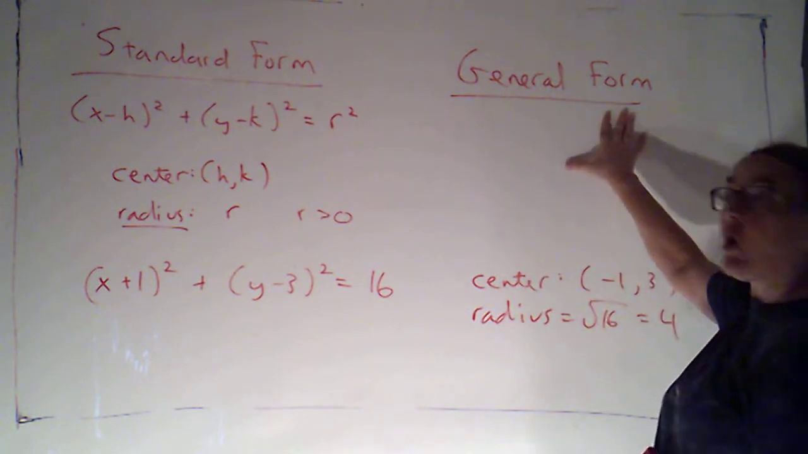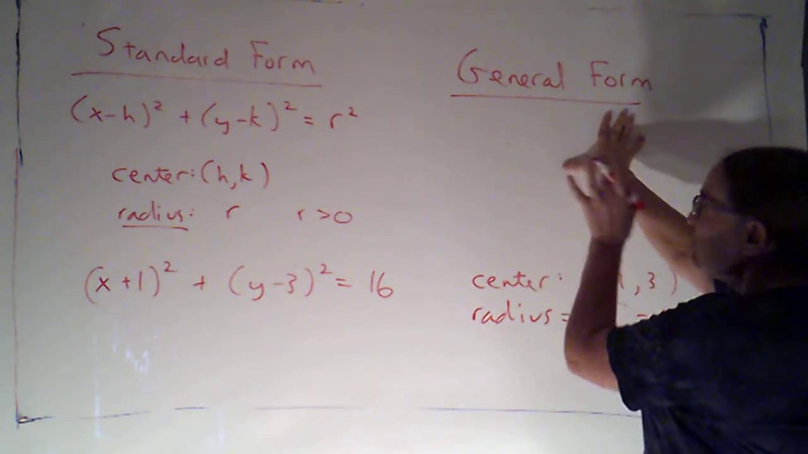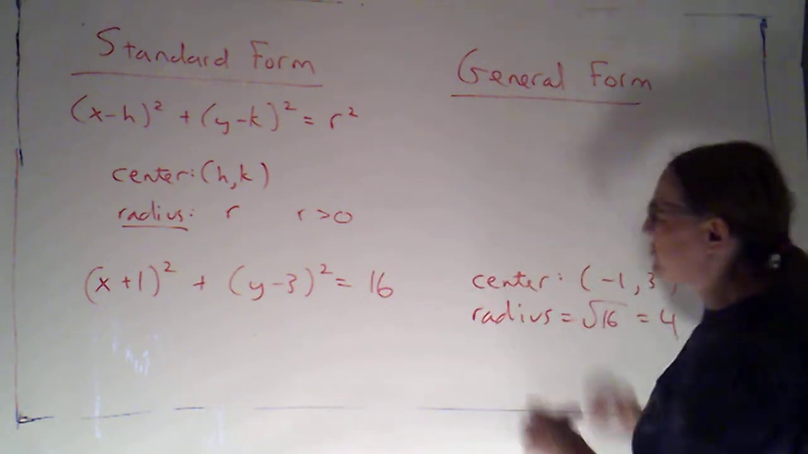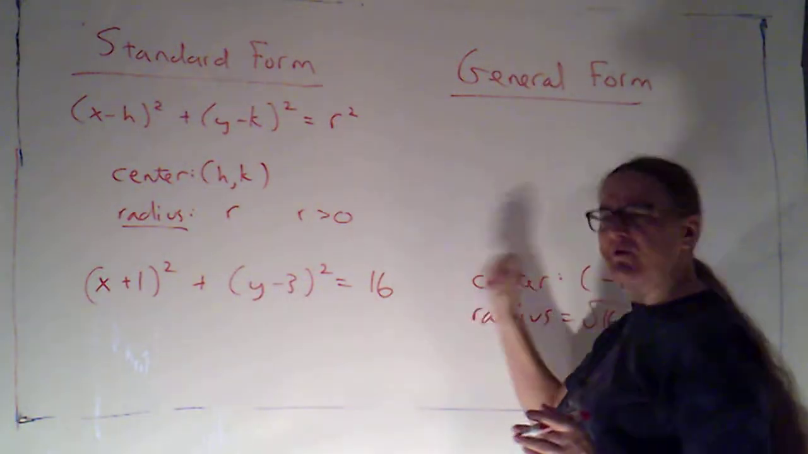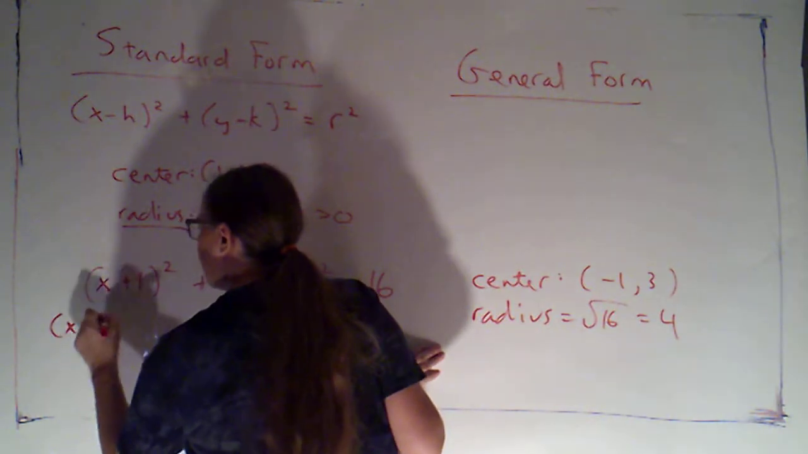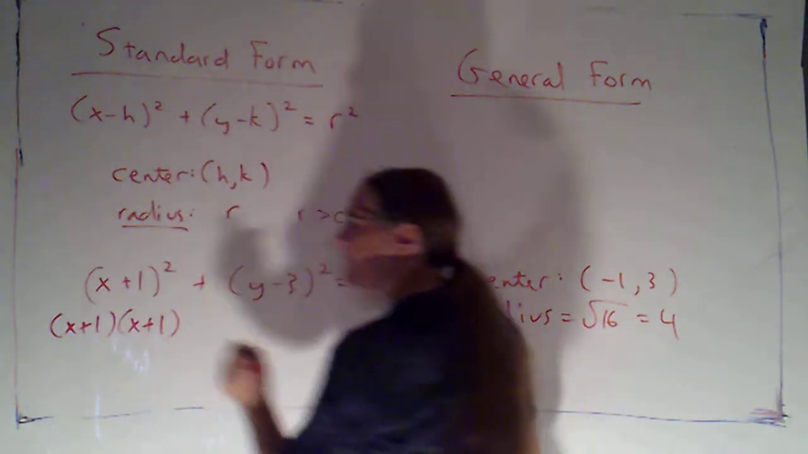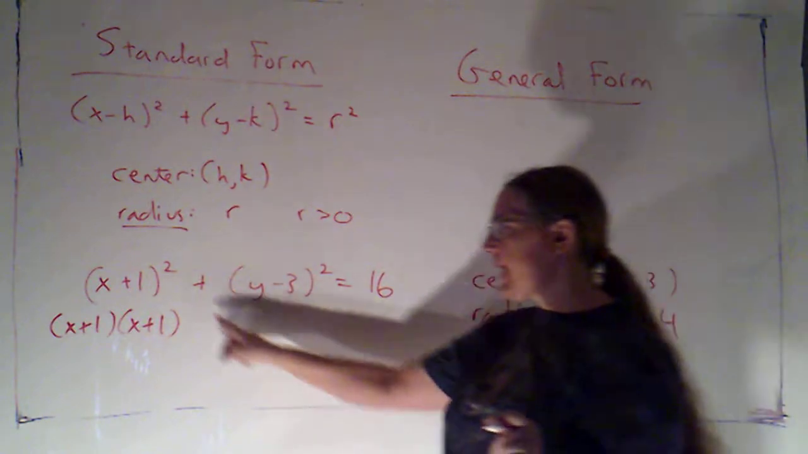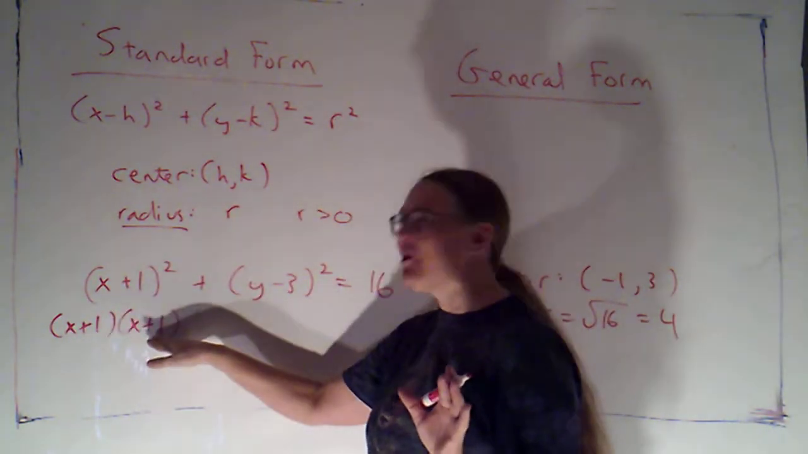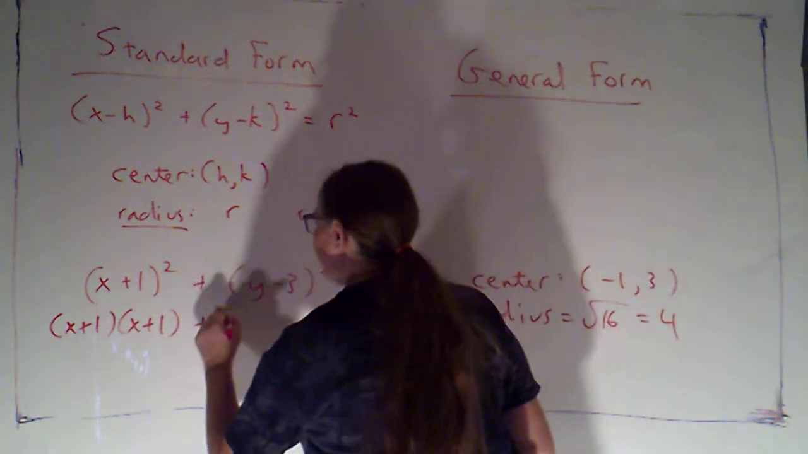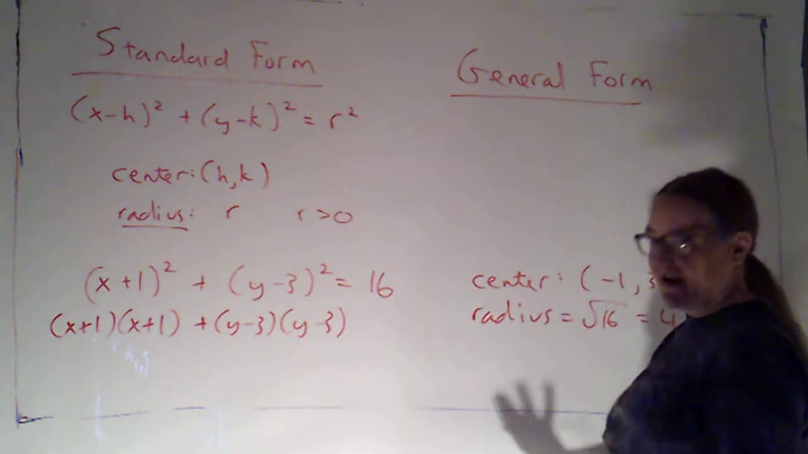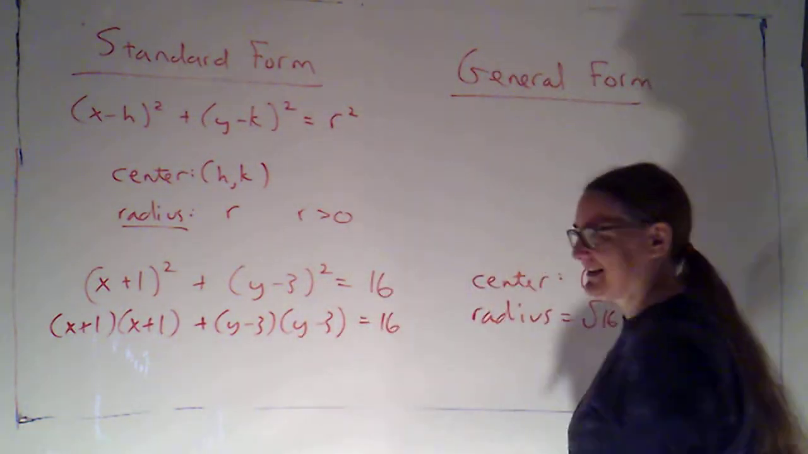Now there's another form called general form, and that's essentially what I get if I multiply everything out. I'm going to do two things actually. I'm going to multiply everything out and move that number over to the other side. So (x + 1)² means I've got two factors of x + 1. Remember, exponents do not distribute over addition. I've got to FOIL that out. Similarly, (y − 3)² means two factors of y − 3 that I would need to FOIL out, and that equals 16.